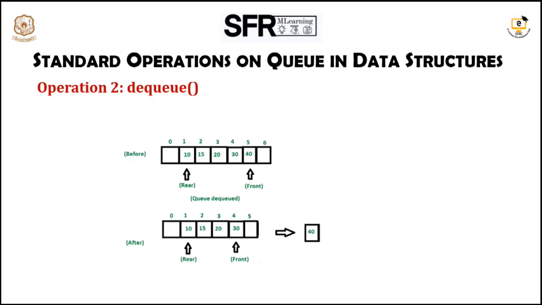Now let us see the second operation, DQ. The DQ operation is used to remove and return the element at the front end of the queue. The following steps are taken to perform the DQ operation. First, check if the queue is empty or not. If the queue is empty, return an underflow error and exit. If the queue is not empty, access the data where the front is pointing. Then increment the front pointer to point to the next available data element. Finally, return success. The element 40 is deleted from the front.